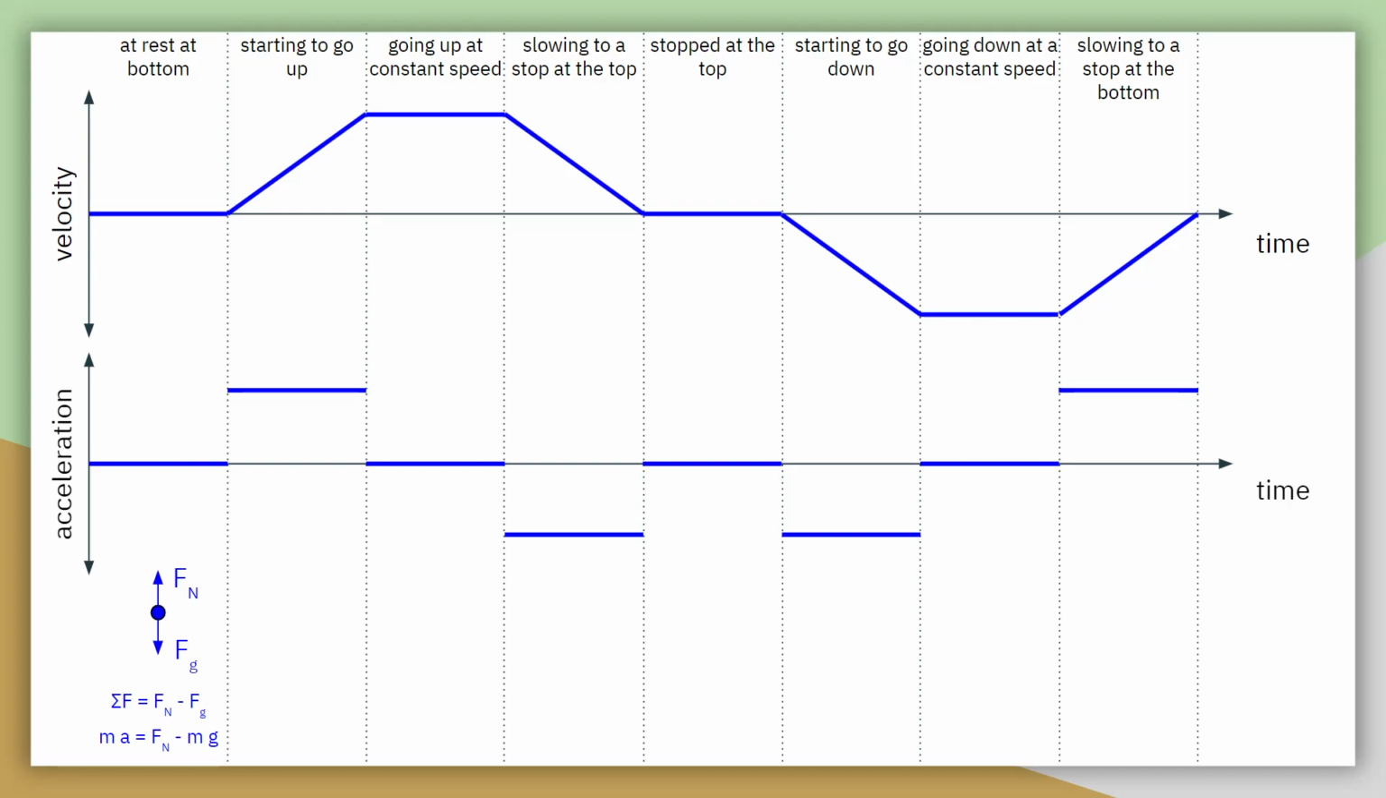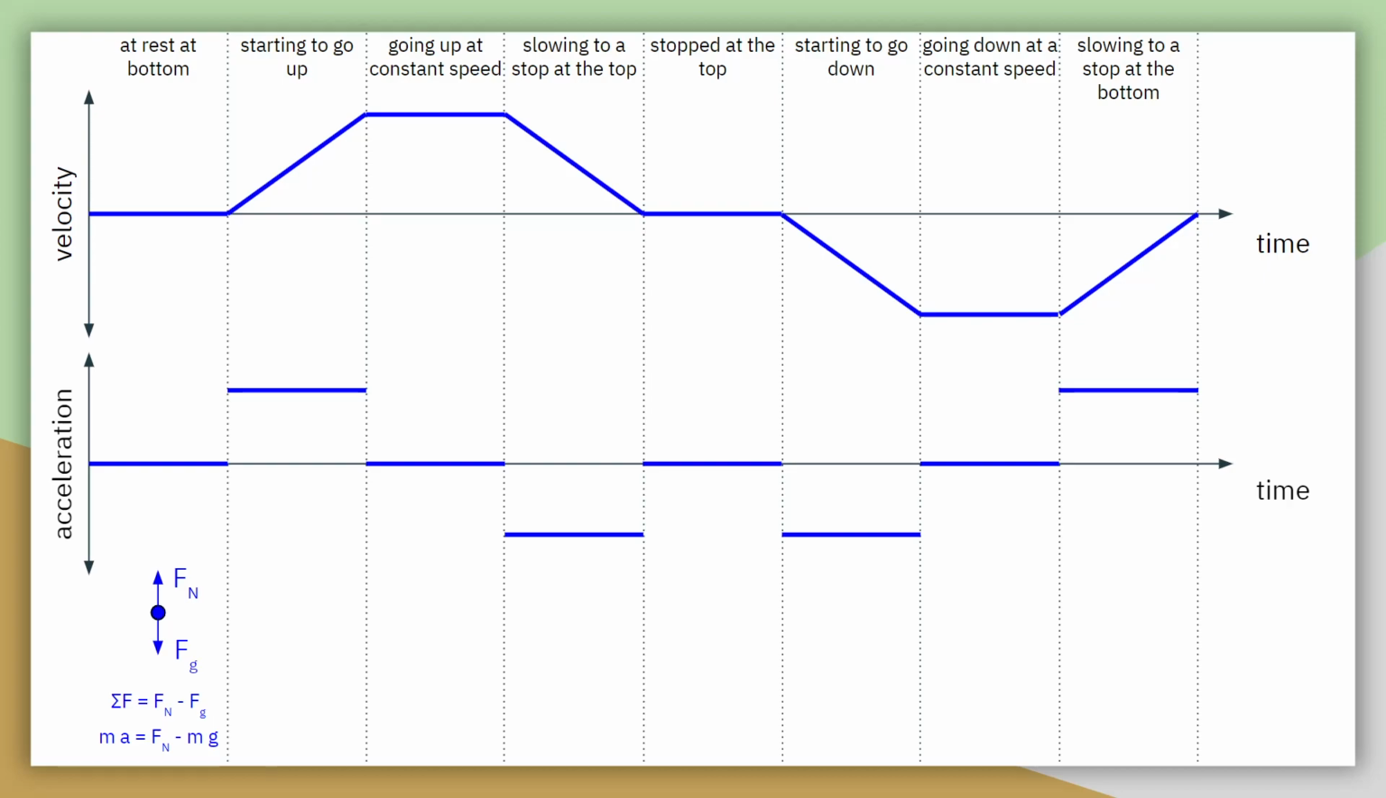Now, I'm still writing it as ma for sigma F and mg for Fg, but just know that the acceleration here would be 0, so if you plug in 0 for that a, regardless of what the mass of the passenger is, the sum of the forces should still be 0.